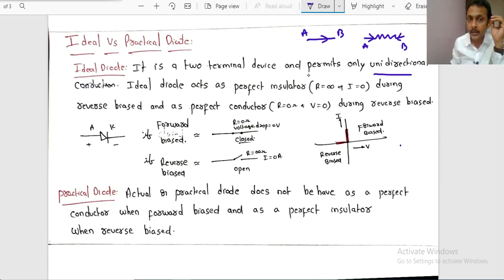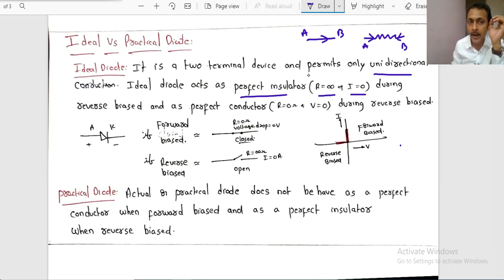Moreover, it acts like a perfect insulator during reverse biased condition. When the diode is reverse biased, there should not be any conduction. Perfect insulator. How do you understand that? If it is a perfect insulator, resistance must be infinite, and the moment the resistance is infinite, there should not be any amount of current flowing. I will be zero.